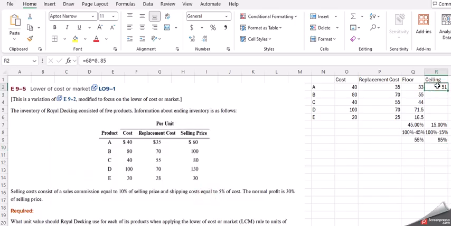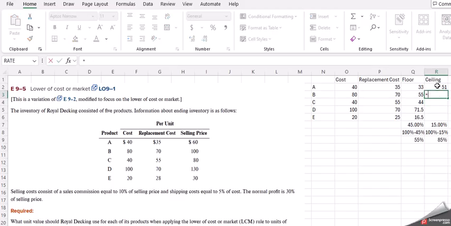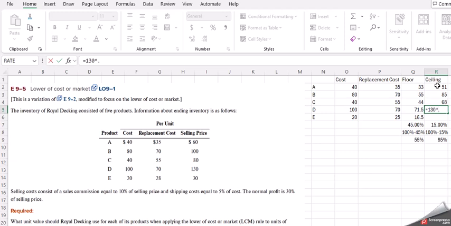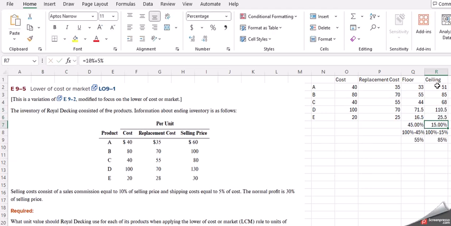So then the 60 times the 0.85, 100 times 0.85, 80 times 0.85, 130 times 0.85, and then 30 times 0.85. Okay, so that is our highest.